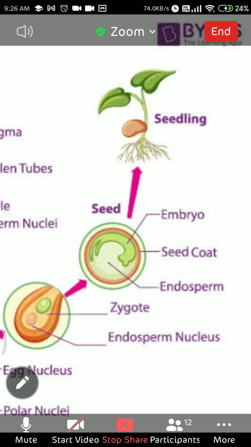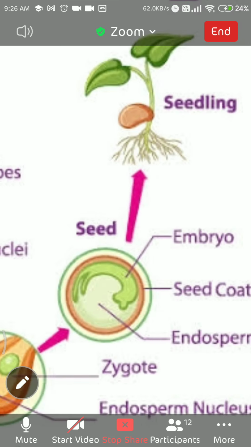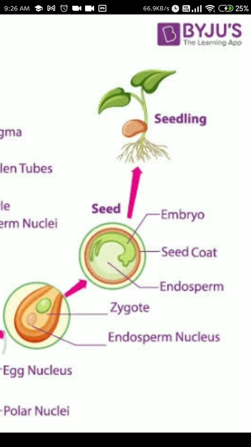Yes, zygote is a unicellular structure, and later on the embryo we get after this zygote is a multicellular structure. The seedling which is formed is also a multicellular structure.